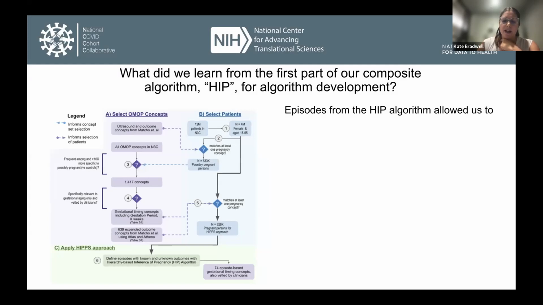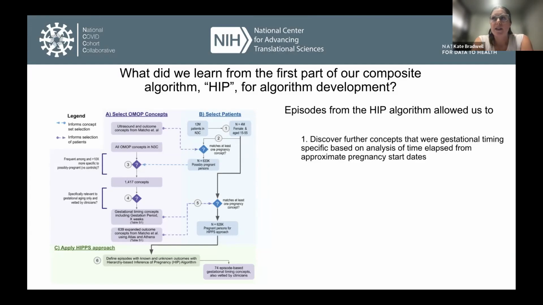So that algorithm defined our first batch of pregnancy episodes, which we could then learn from and find further gestational timing concepts based on those episodes. Given the start dates estimated by that initial batch of episodes, we could ask what other concepts are occurring which look to be gestational timing specific in the data. For example, does concept A always occur at 5 months after the start dates of these episodes defined by the HIP algorithm? If so, this is a potential gestational timing specific concept. We then gave it to clinicians to manually curate and confirm that this is a further gestational timing specific concept, which could be used to further refine the algorithm and define gestational aging more precisely.